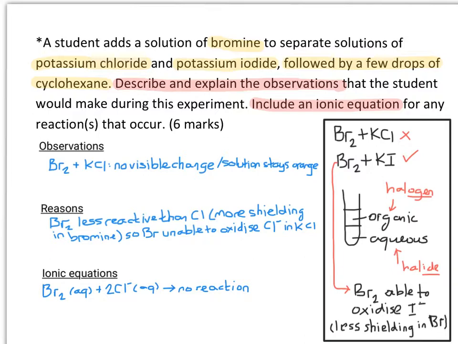Now I know it says include an ionic equation for any reactions that occur, but I thought it might be a good idea just to put one in for ones that don't occur, so you can actually clarify with the examiner that there's no reaction.